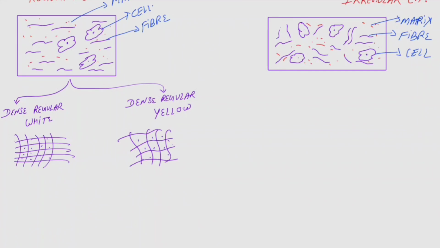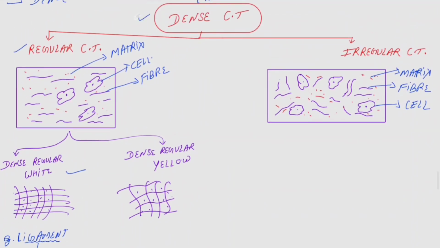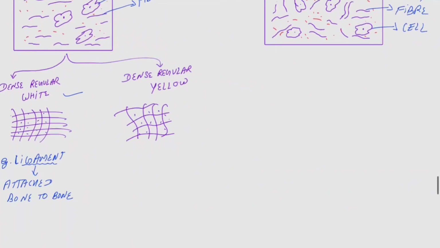Dense regular white. An example is the ligament. And the function of the ligament is to attach bone to bone. That means if there are two bones, the ligament is between them, and the ligament is an example of dense regular white. And dense regular white is an example of regular connective tissue. Regular connective tissue is an example of dense connective tissue, and dense connective tissue is an example of connective tissue. Clear?